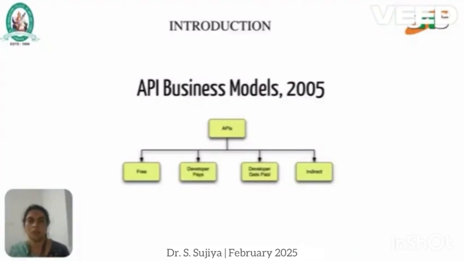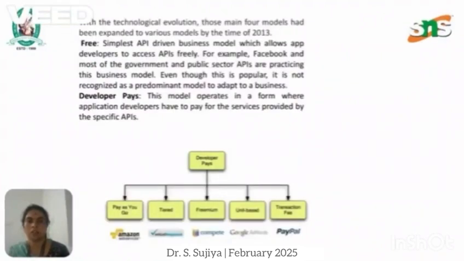So the API model is basically divided as free and developers pay, and next is developer get paid, and then finally it's indirect. With the technology evolution, those main four models have been expanded into various models from the time of 2013. And first, we go with the free.